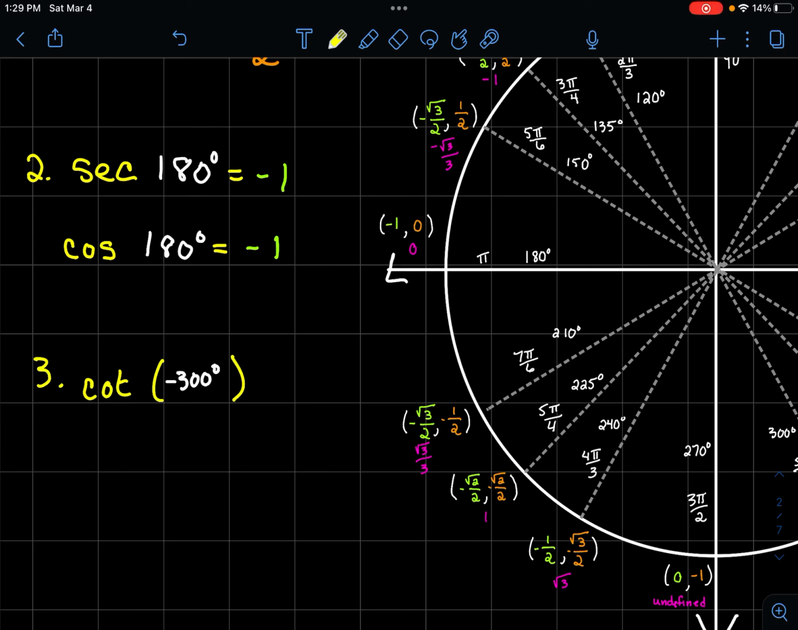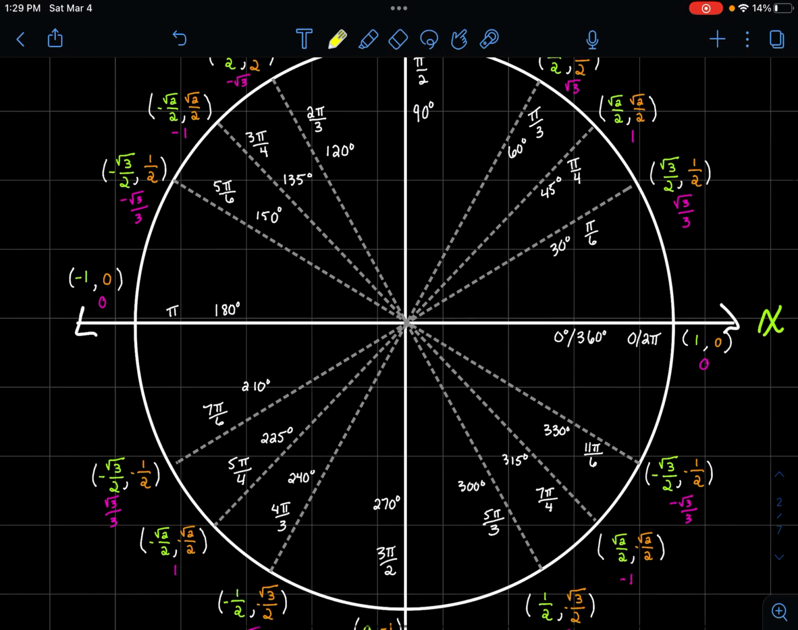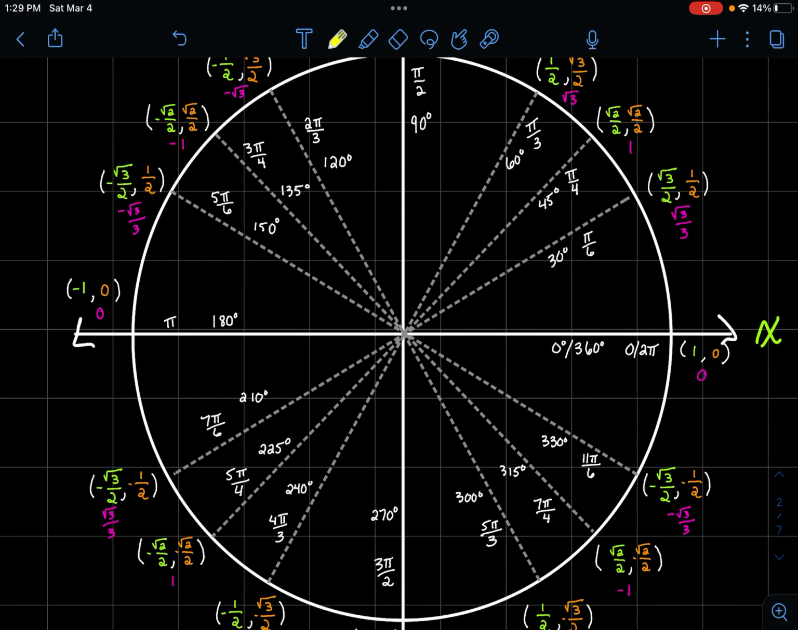A third example, -300 degrees, the cotangent of it. Well, that's going to say, what's the reciprocal of that? What's the tangent of -300 degrees? Here's how I find where -300 degrees is. I go to my unit circle and I start at the x-axis on the positive side, and I find where 300 degrees is. I see how far I go with lines. All I do then is I go backwards the same number of lines, and now I know where -300 degrees is, which is at 60 degrees, or pi over 3.